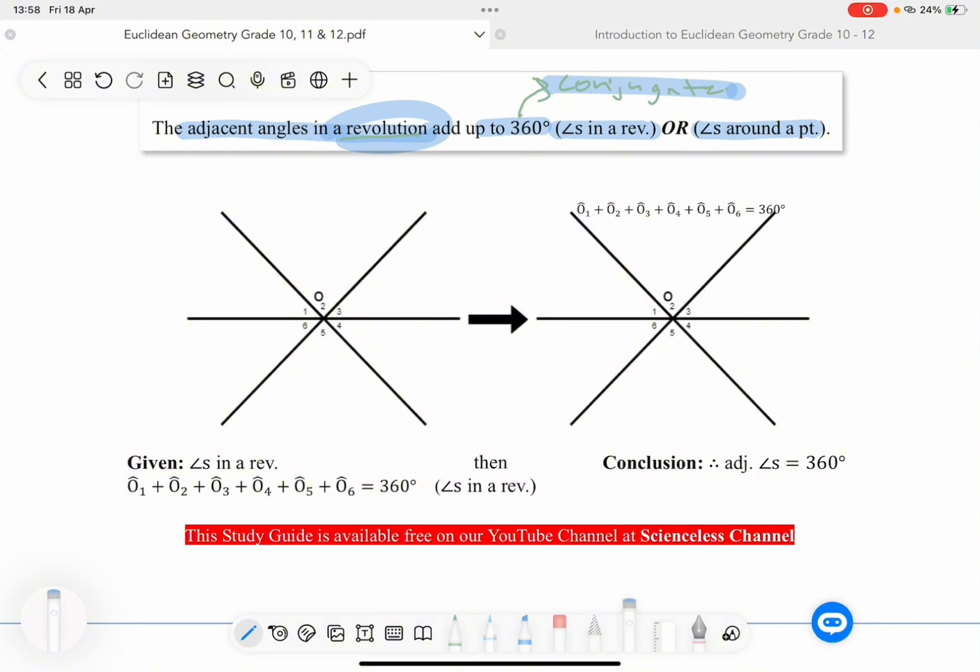And as usual, if you were to write them in a problem solving, you would add all those angles and say they're equal to 360 degrees, and you give a reason to say why you are saying they are equal to 360 degrees. Well, because I've used the theorem that says angles in a revolution must be conjugate.